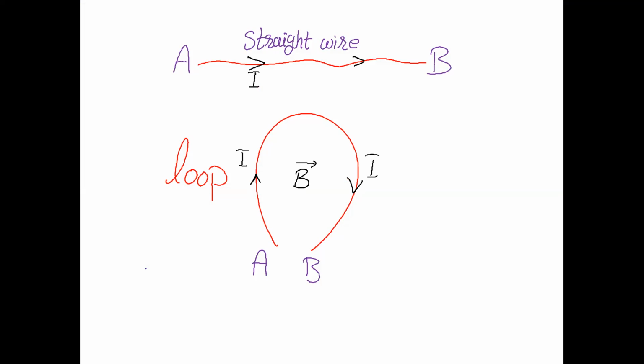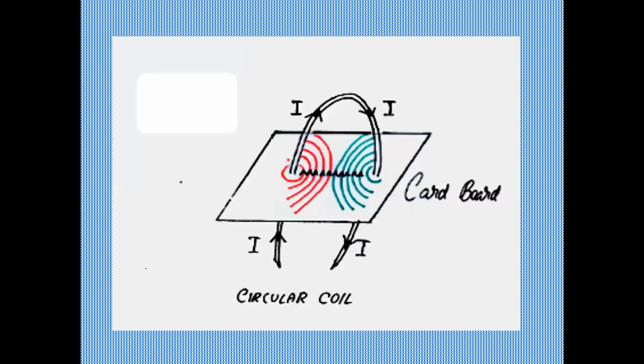Okay. Now look at this diagram, and now look at this screen. It's a cardboard. It's a circular coil. I have a cardboard, and the wire is passing through the cardboard and bending to form a loop. On one side current is going upward, and on the other side current is coming downward. Right.